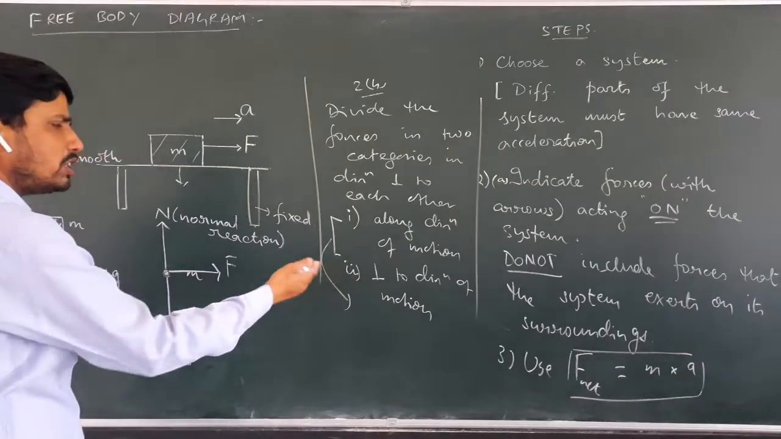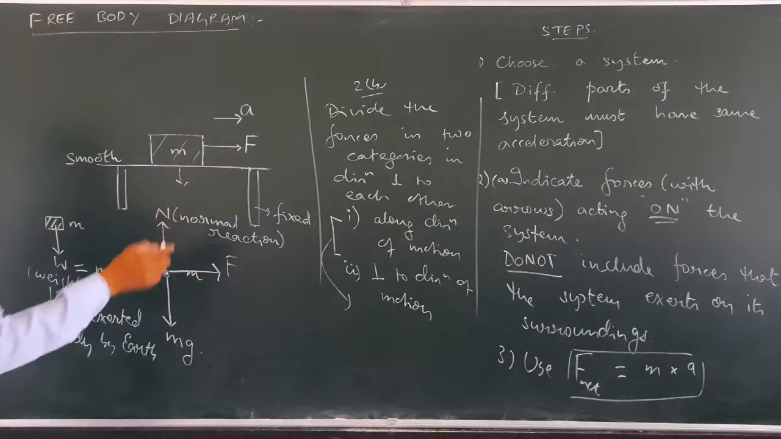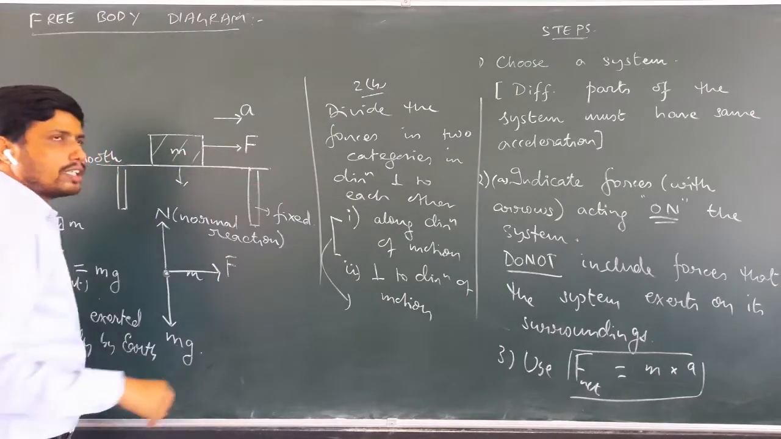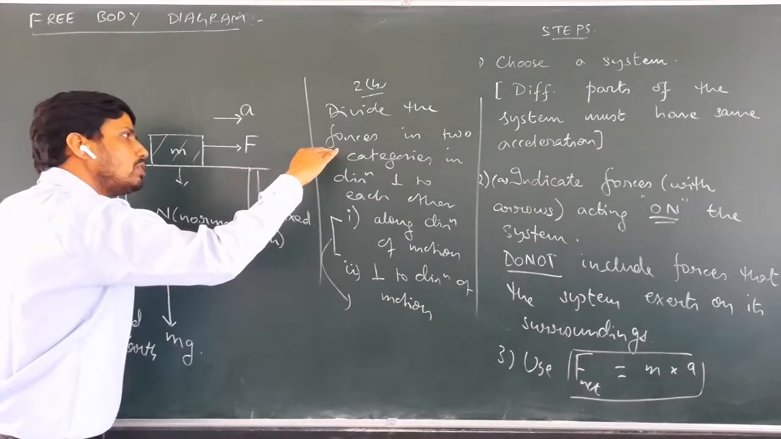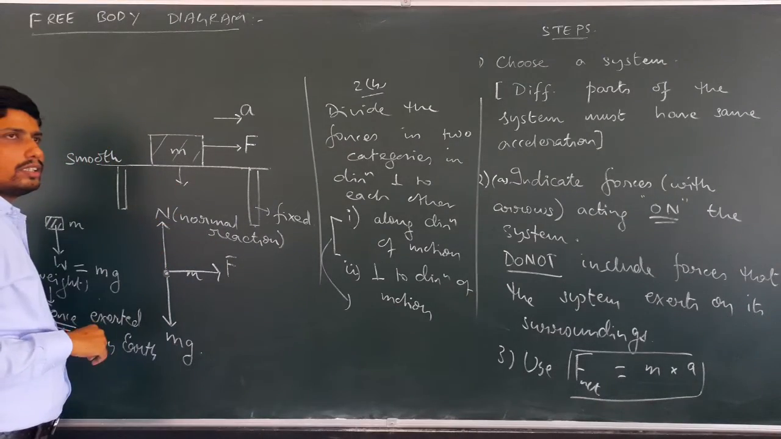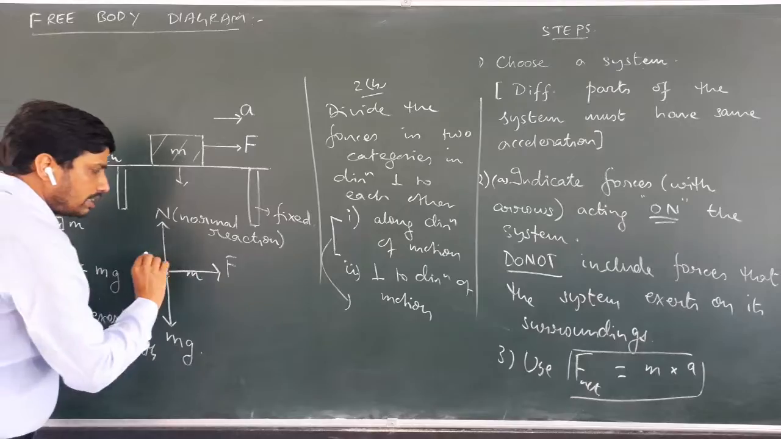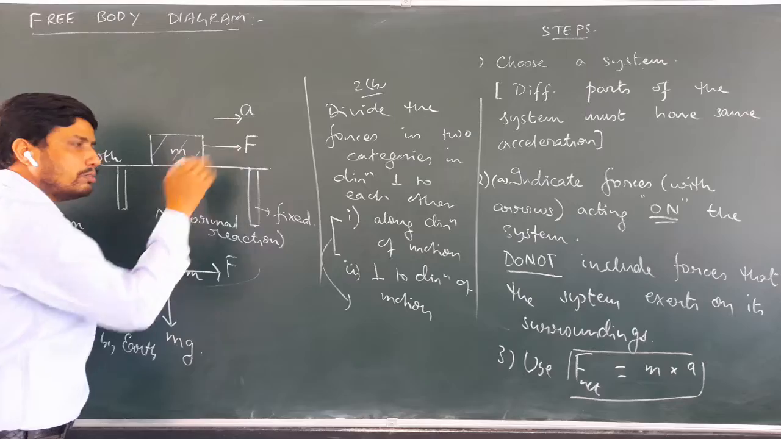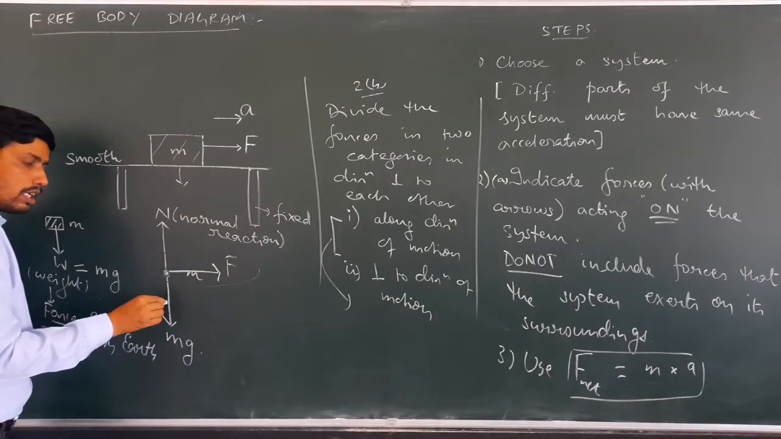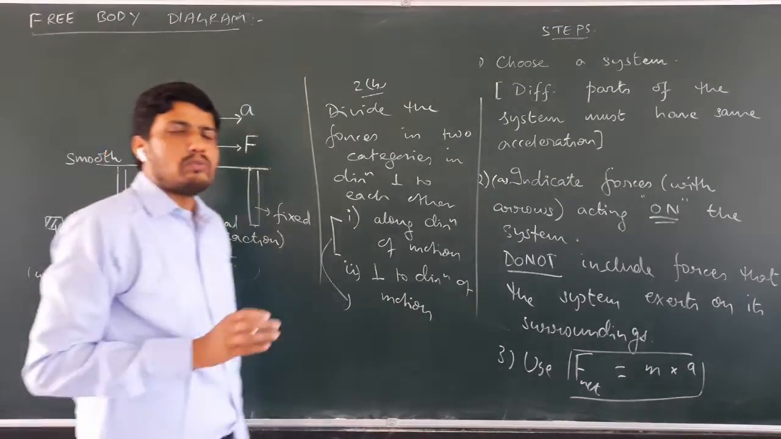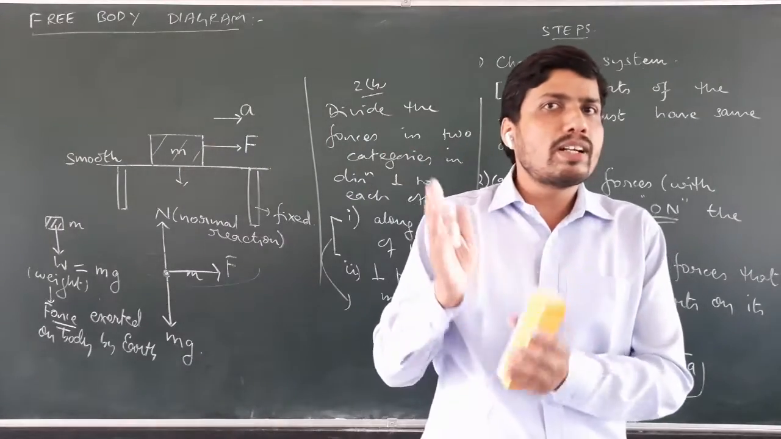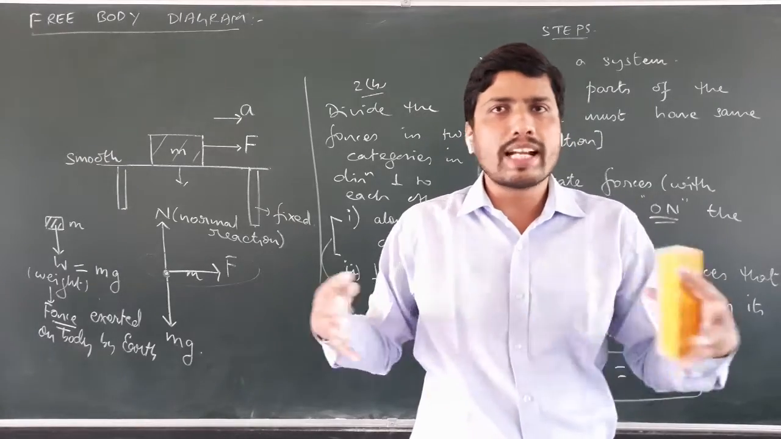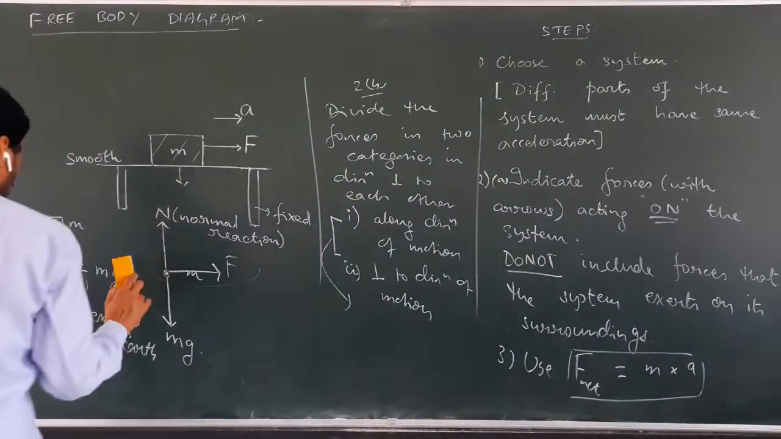If the almirah moves, it would move in some particular direction. This block tends to move towards the right. So this is the horizontal direction. This is one category, and perpendicular to this is the other category. This force is in the horizontal direction, that means it is in the direction of motion of the block. And these two forces are perpendicular to the direction of motion of the block. These two different directions, which are perpendicular to each other, should be treated separately. Don't try to mix them.